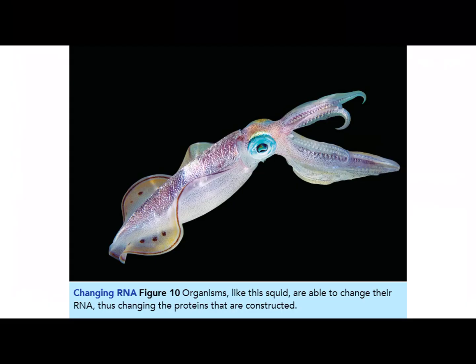This is figure 10, and it is an example of a squid that was discovered to have changing RNA. And scientists suspect that these jumping genes, or changes in the RNA of the squid, can help the squid population to change.